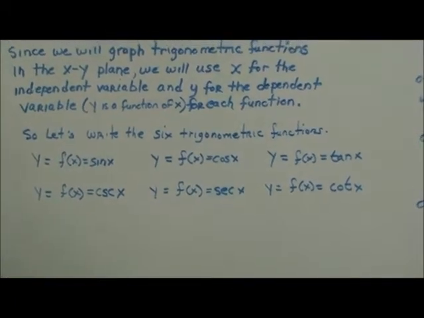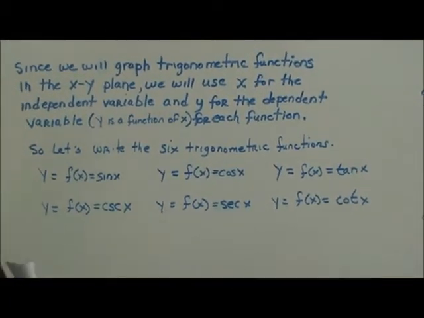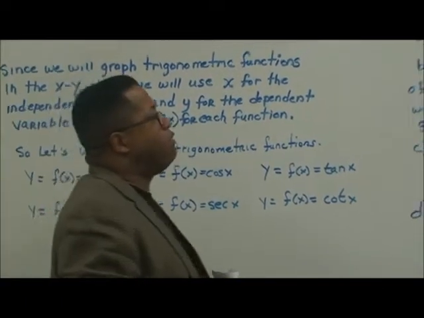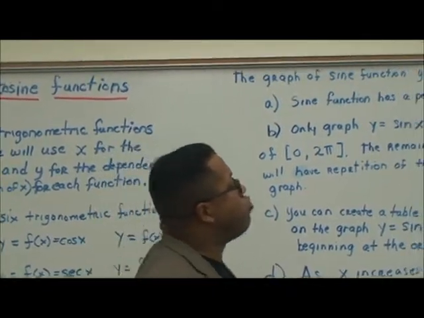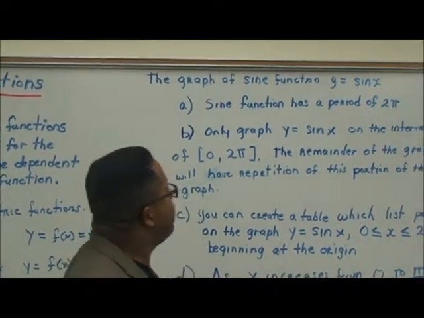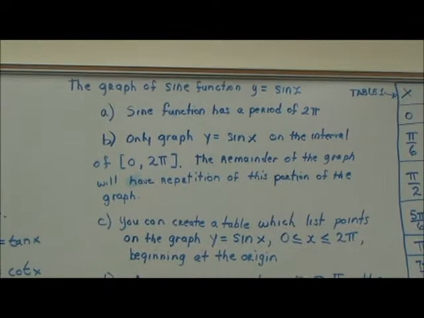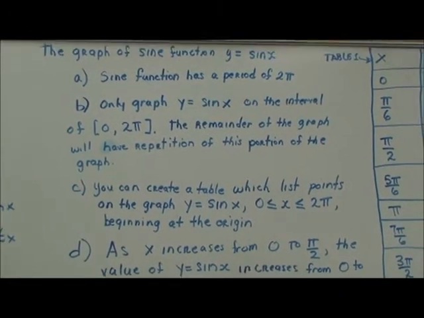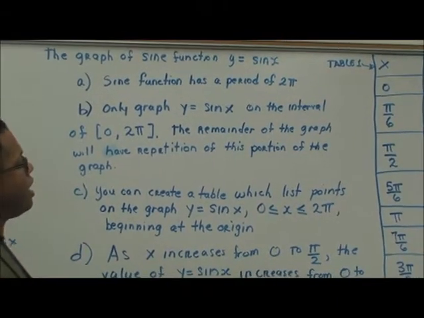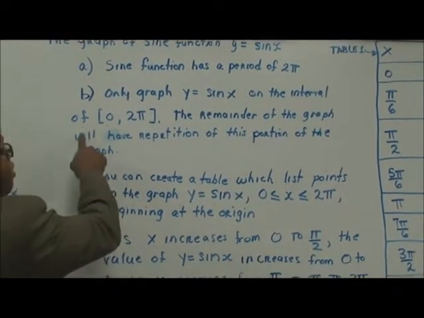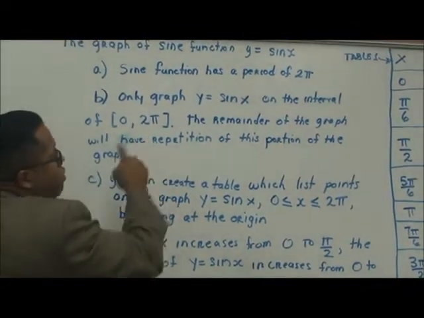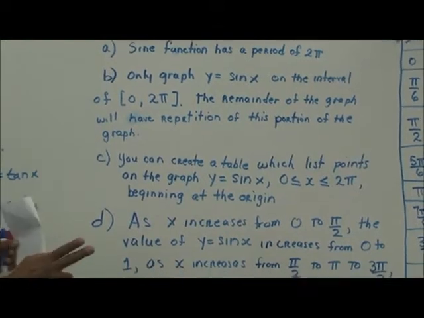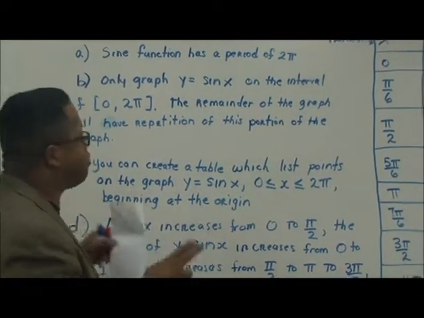So basically, what we're doing here, we have to understand the behavior in the graph of the sine function, which is y is equal to sine x. And we're going to talk about a few things about that. The sine function has a period of 2 pi, and we only graph y is equal to sine x on the interval of what? 0 to 2 pi. And the remainder of the graph will have a repetition of this portion of the graph.